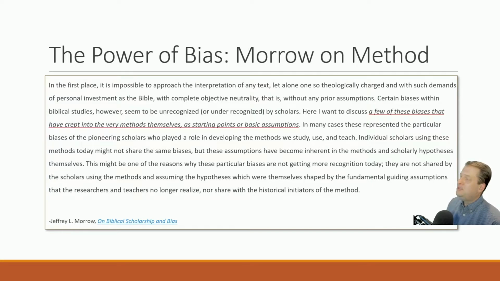Individual scholars using these methods today might not share the same biases, but these assumptions have become inherent in the methods and scholarly hypotheses themselves. This might be one of the reasons why these particular biases are not getting more recognition today. They are not shared by the scholars using the methods and assuming the hypotheses, which were themselves shaped by the fundamental guiding assumptions that the researchers and teachers no longer realize nor share with the historical initiators of the method.